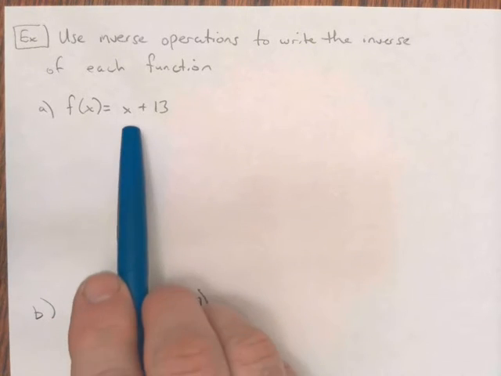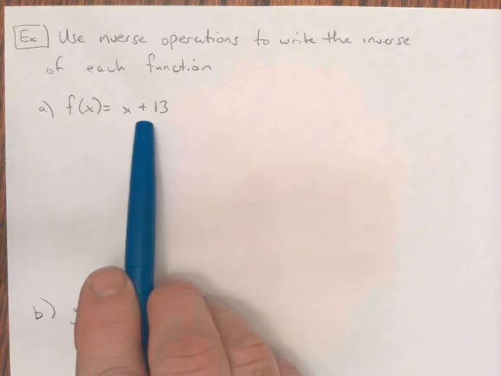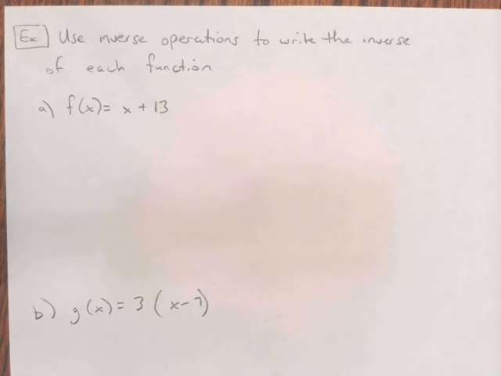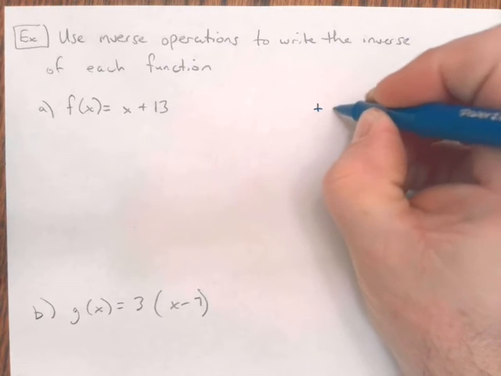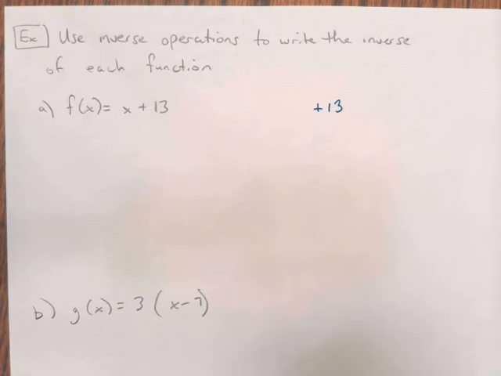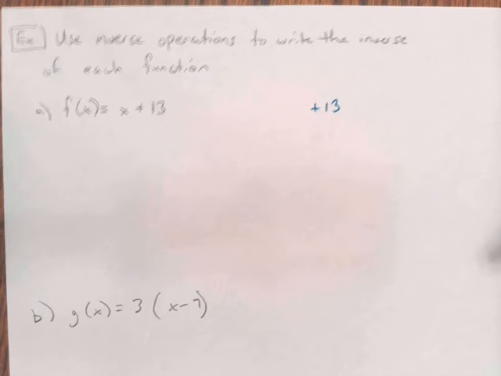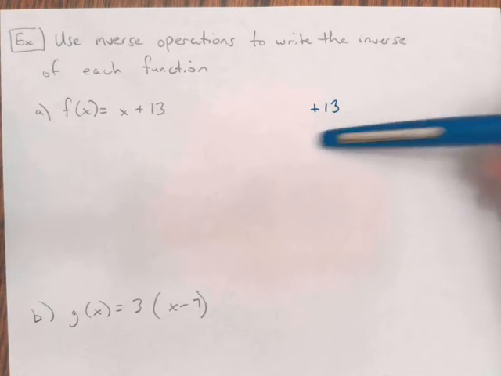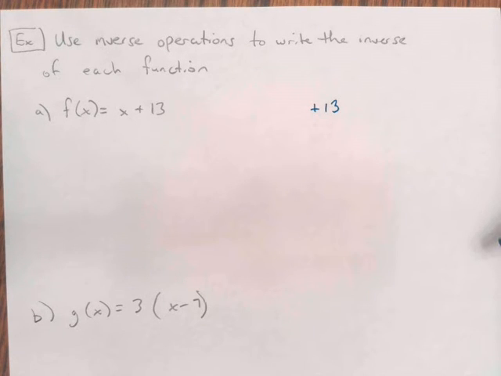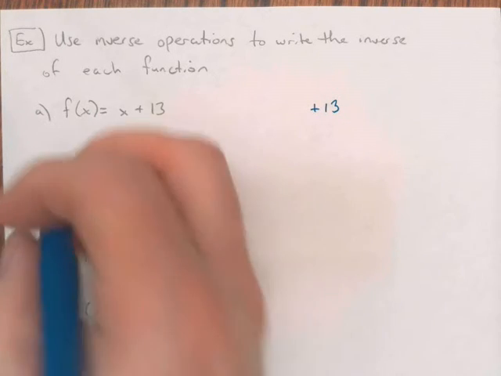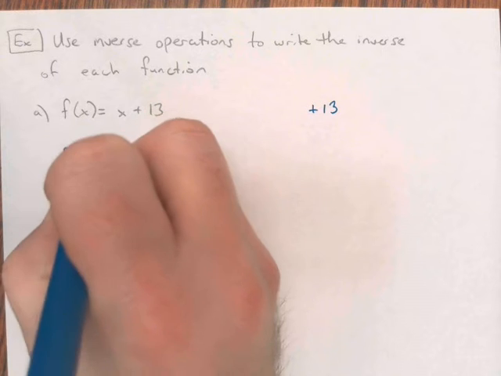For letter A, the only thing that's happening to our variable is we are adding 13. So the original is x plus 13. What we want to do, since there's only one operation, is just undo that operation, and the opposite, the inverse of adding 13, is to subtract 13.